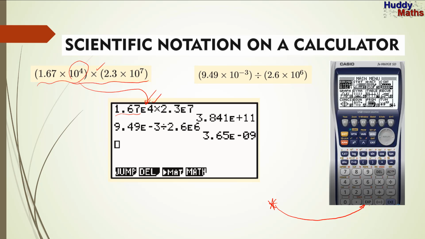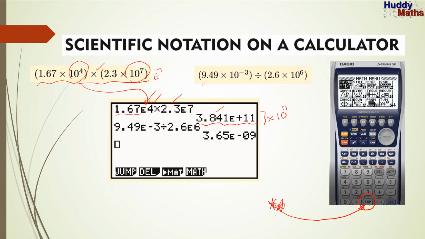Times, because we're multiplying, 2.3, and we want this power of 10, so that's going to be E to the 7th, using this button down here, the exponential button. That exponential button means powers of 10, or an exponent of 10. And then the calculator will stay in scientific notation form and give you 3.841 E to the 11th, which means times by 10 to the 11th, doesn't it? Okay, so you can get the calculator to work in that form.